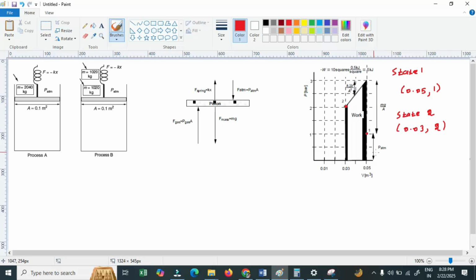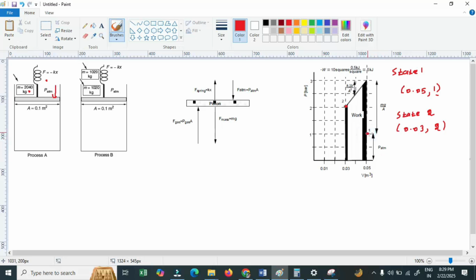Now just look here. Initially the piston receives no force from the weight as well as the spring. So the only force exerted on the piston is atmospheric pressure. That is what is given in the problem. So from here to here, the height will be the atmospheric pressure. That is what I mentioned here.